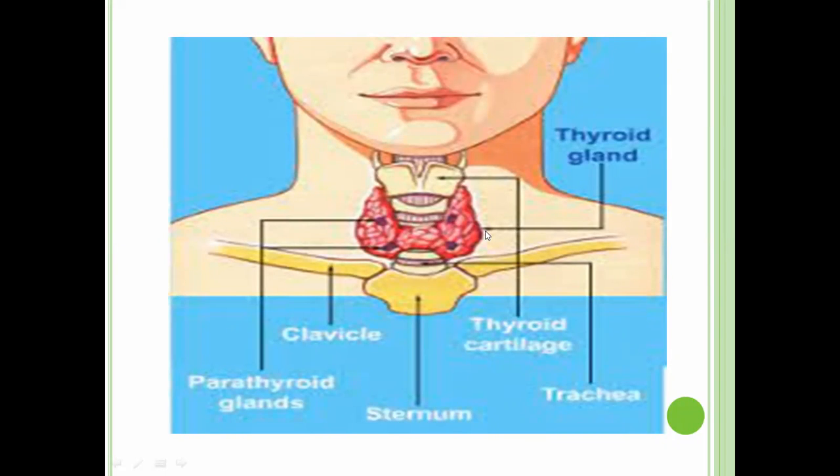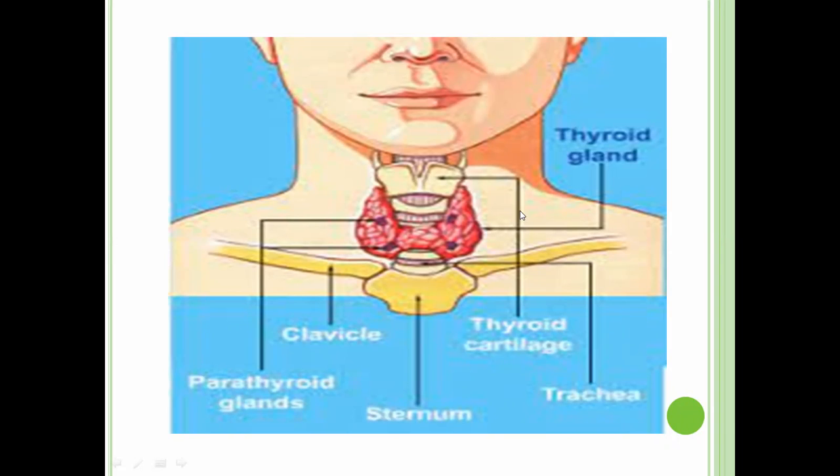Thyroxine and triiodothyronine. About 90% of the body's iodine is present in the thyroid gland, and mainly it acts as organic iodine.